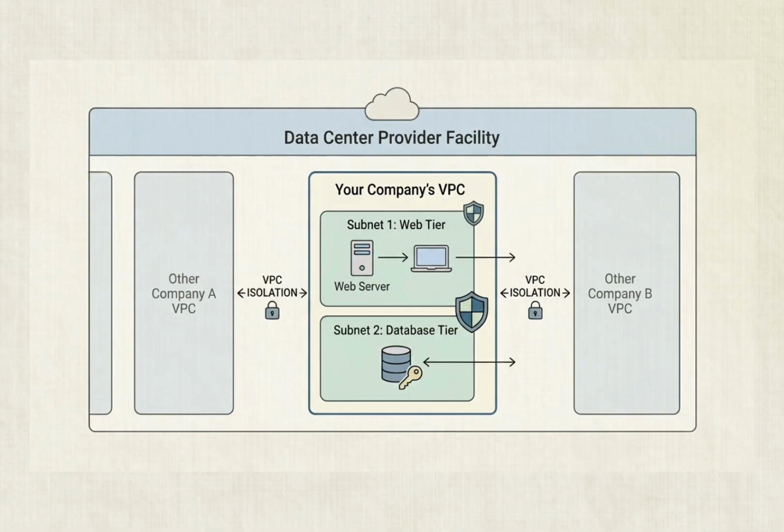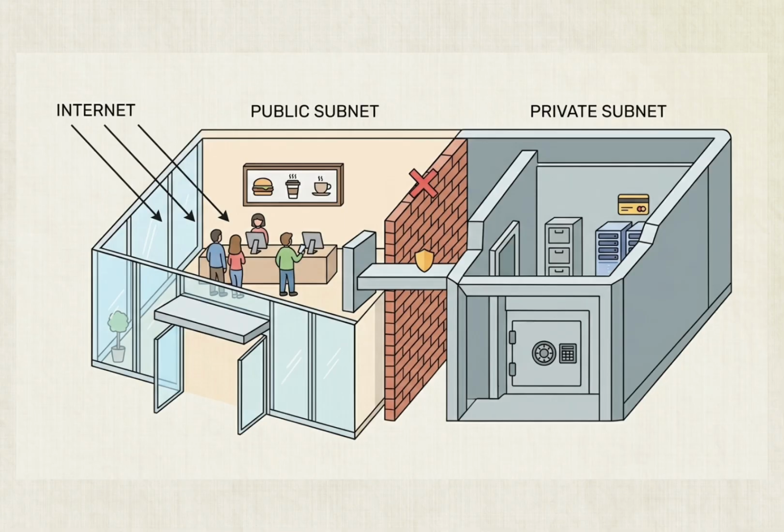Inside our private VPC wing, we set up separate secure zones for different tasks, which are called subnets. We create a public subnet, which is like our customer reception lobby, with doors and windows facing the public street. This zone holds our user ordering interfaces, allowing public internet traffic to freely come in and browse restaurants.